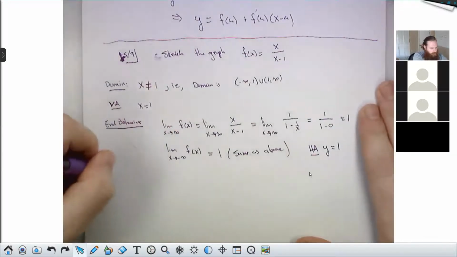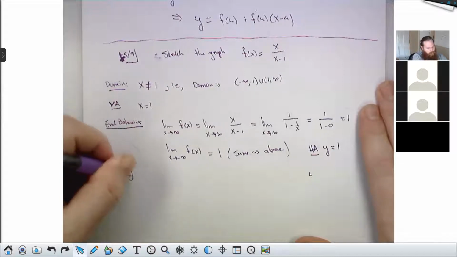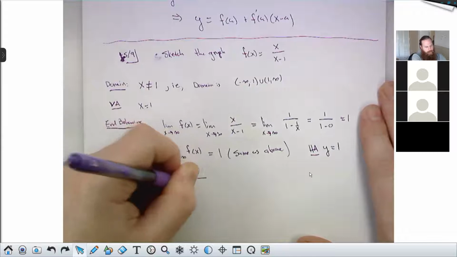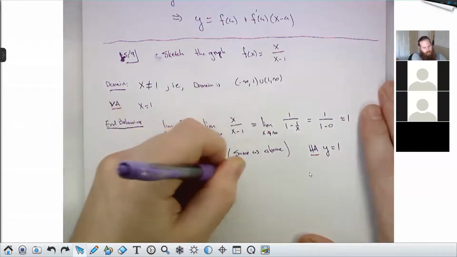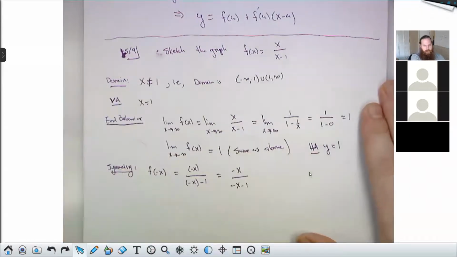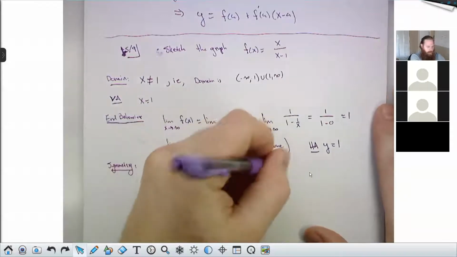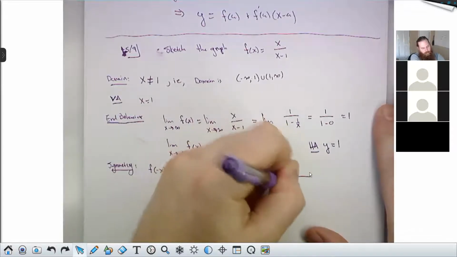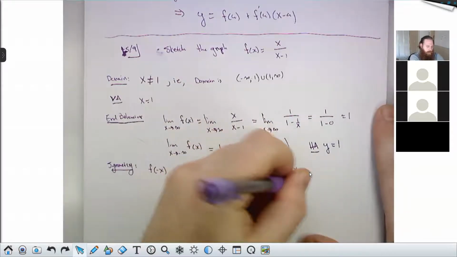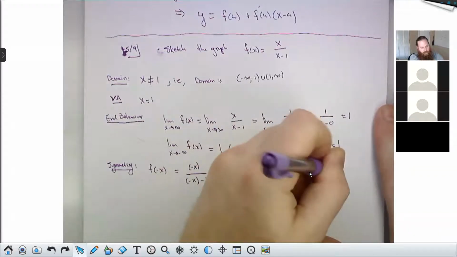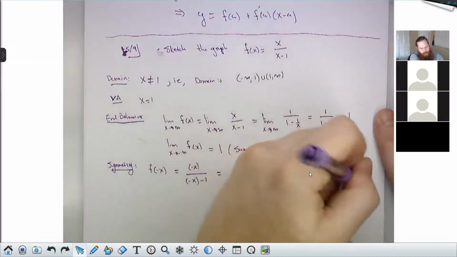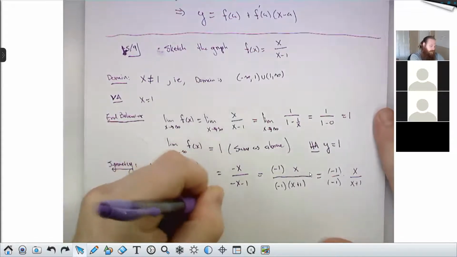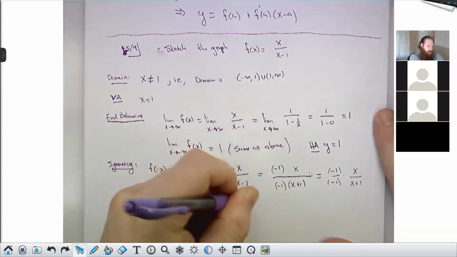Other information that we'd like to look at here: are there any symmetries? f of negative x, in this case, is negative x divided by negative x minus 1. We can bring a negative out from the top and bottom. So I get negative 1 times x on the top, and downstairs, negative 1 times x plus 1, which is negative 1 over negative 1 times x over x plus 1. The negative 1's cancel. You just get x over x plus 1. But this is neither negative f of x nor f of x.